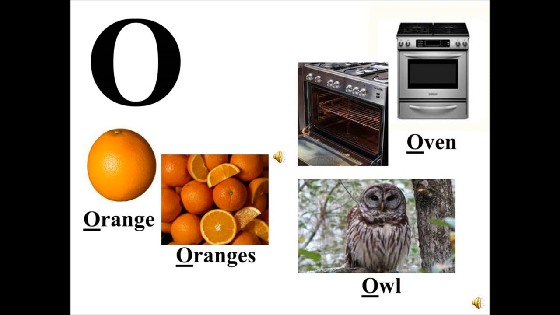Let's spell orange. O-R-A-N-G-E. Orange. Let's spell oranges. O-R-A-N-G-E-S. Oranges. Oranges are fruit. Let's spell oven. O-V-E-N. Oven. Let's spell owl. An owl is a kind of bird. Let's spell owl. O-W-L. Owl. Great job.